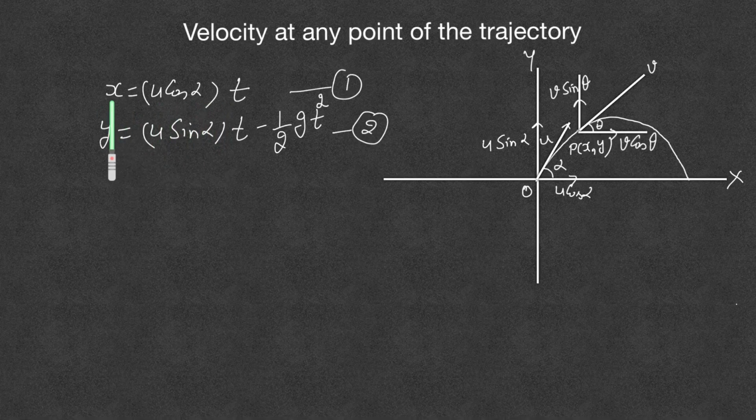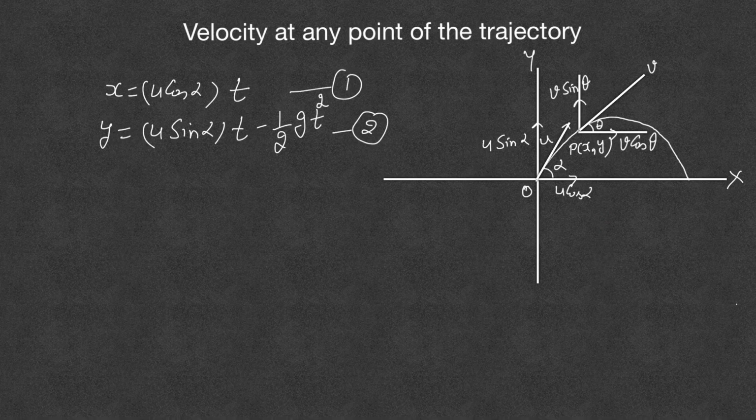In this case, we know that u cos alpha, this component of the velocity, always remains constant during the motion. The horizontal component of the velocity always remains constant, so its horizontal acceleration is zero, and the body is under the influence of only the force of gravity. So this horizontal component will always remain the same.